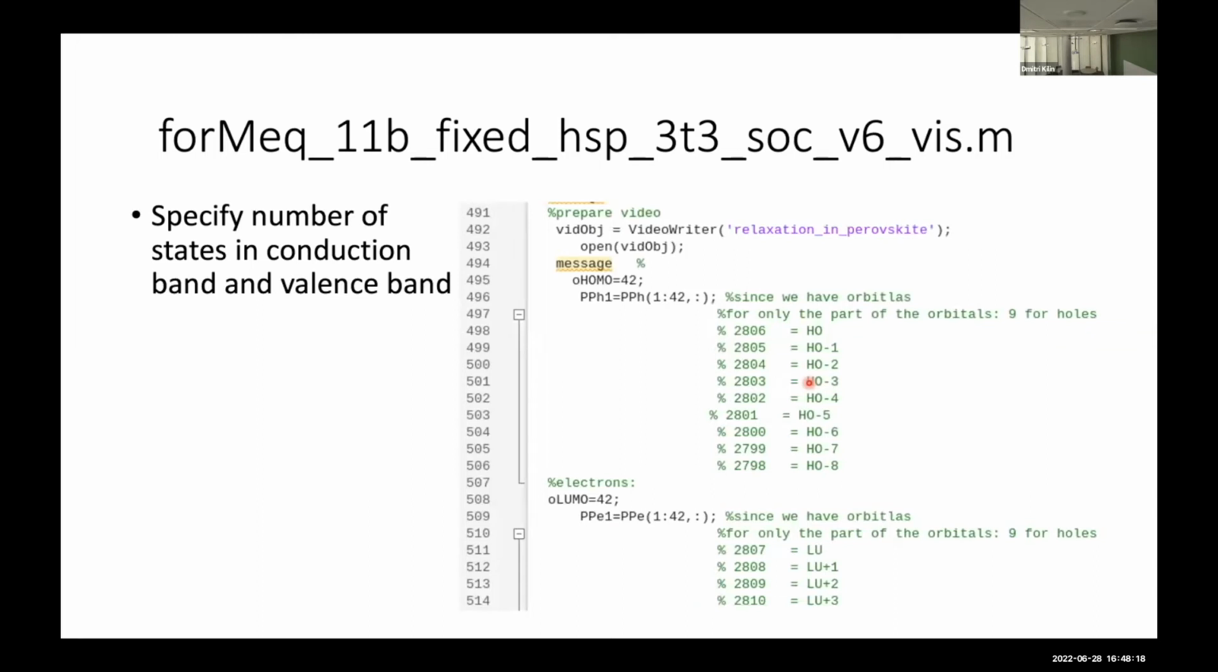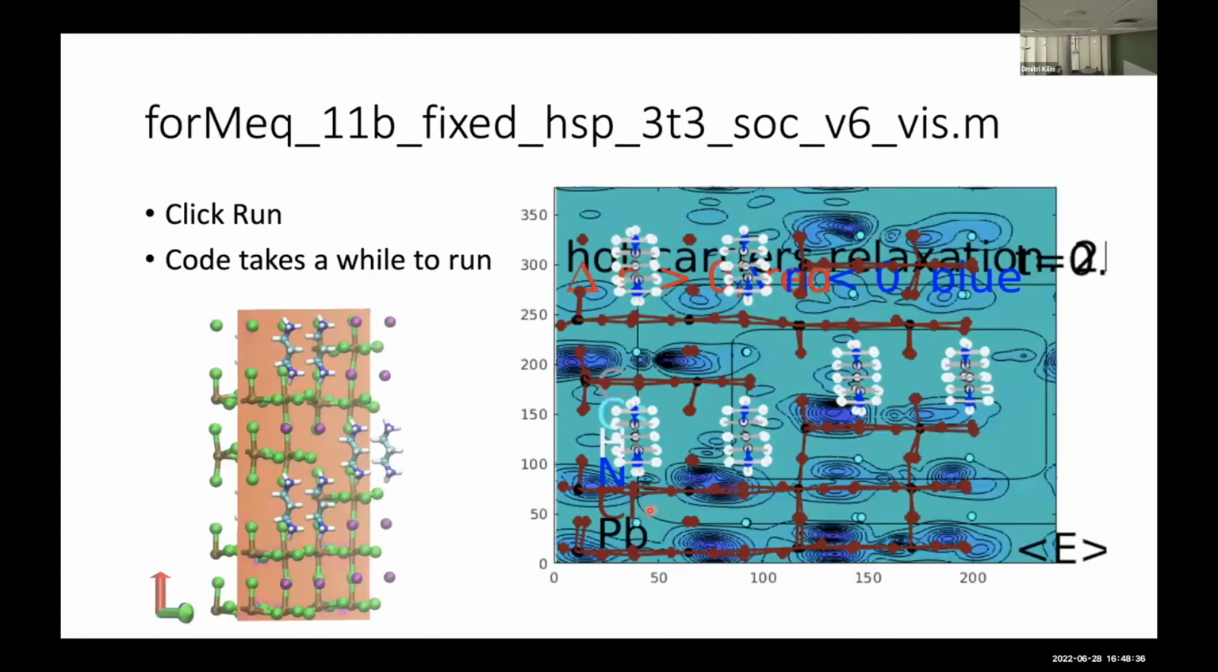So here we need to specify the number of states for the conduction band and valence band. So you see we have these numbers right here to specify that. And then you click run and hope that it works. The code takes a long time to run. So if it works somewhat, it needs to be cleaned up.